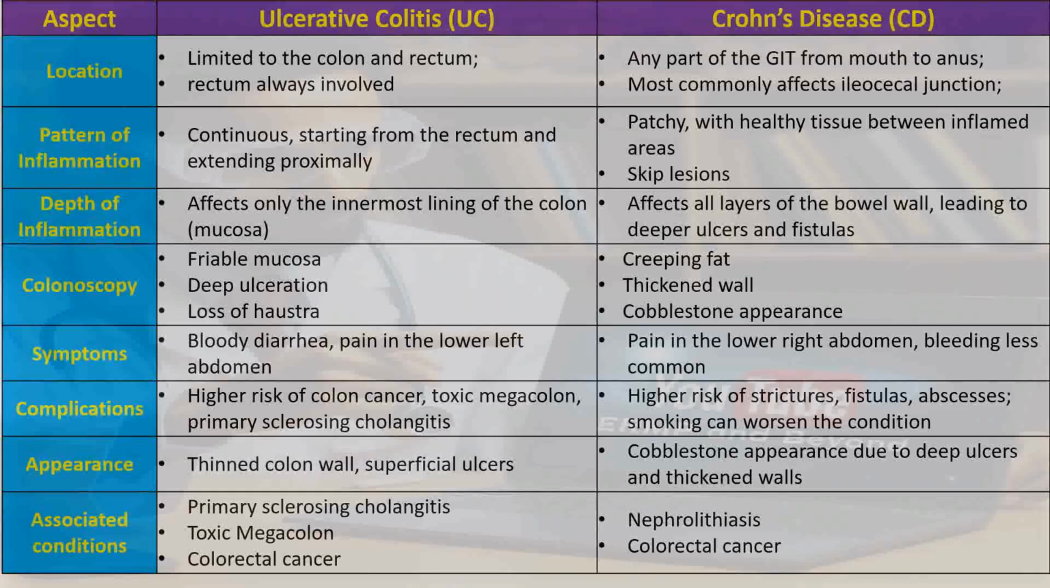On colonoscopy, the appearance of the colon in Crohn's disease is distinctive, with a cobblestone pattern due to deep ulcers and thickened walls. Understanding these differences is crucial for diagnosis and treatment. While they may share some symptoms and risks, the location, pattern, and depth of inflammation, as well as the overall appearance, set them apart.